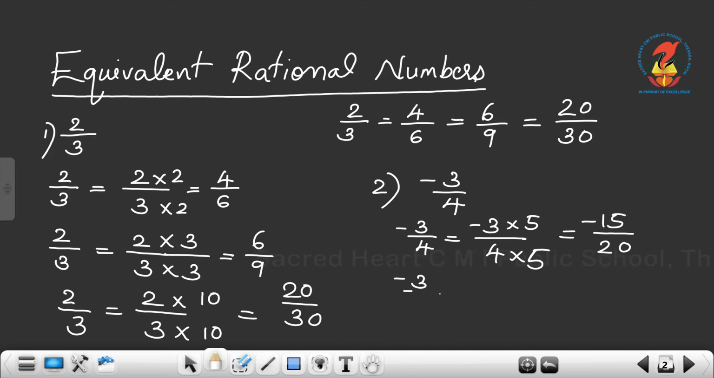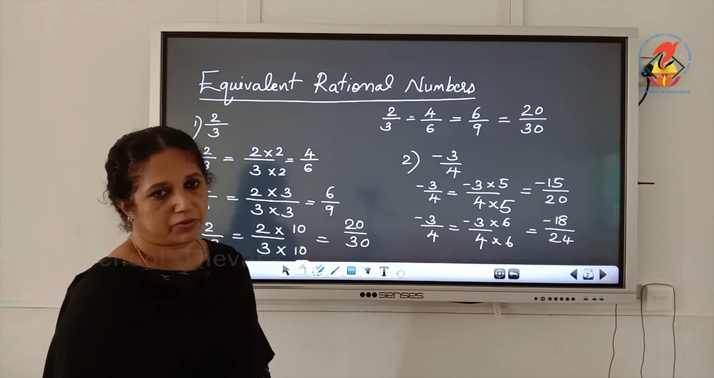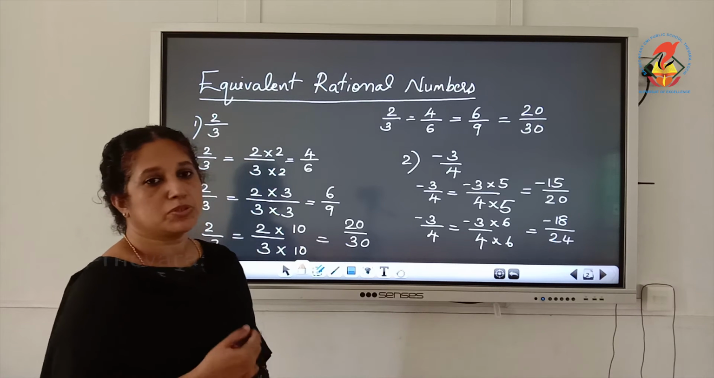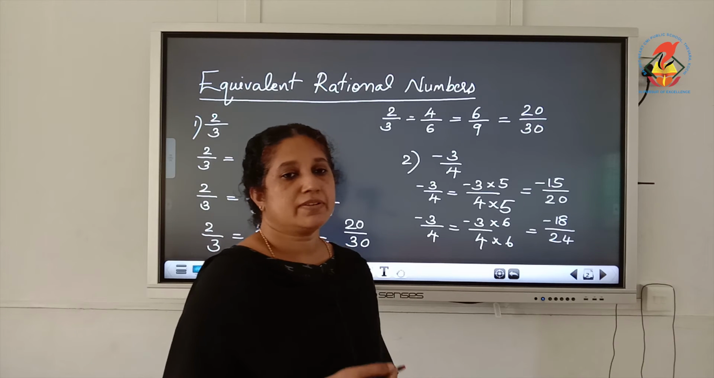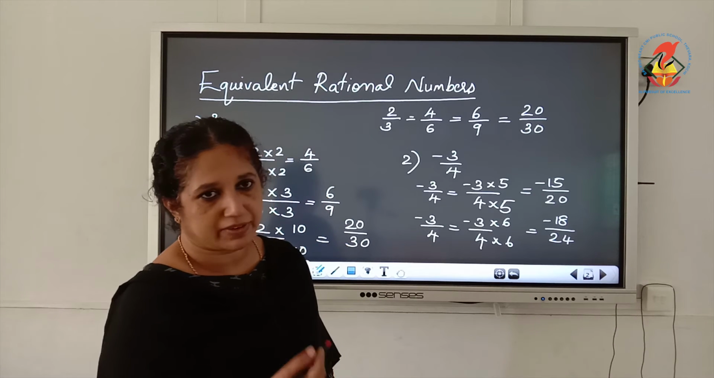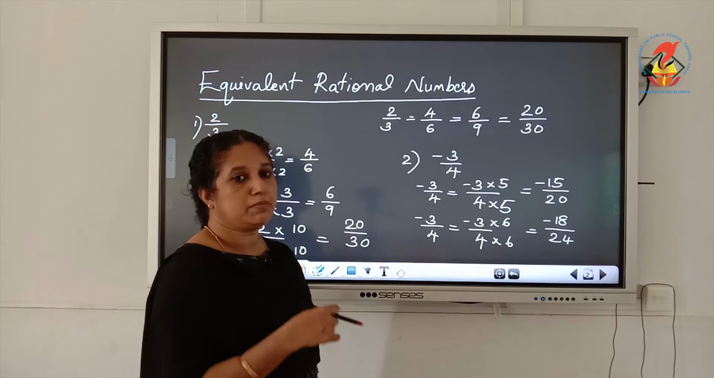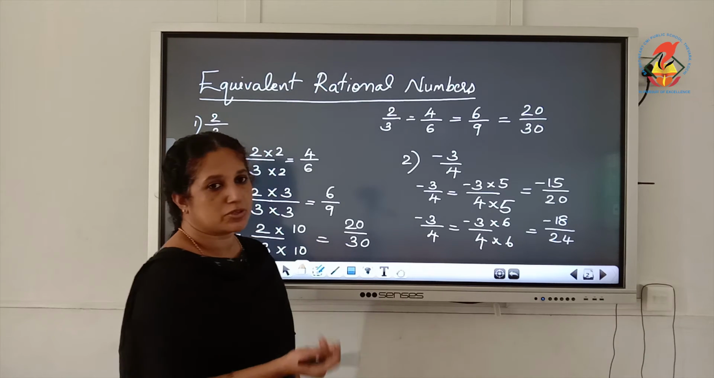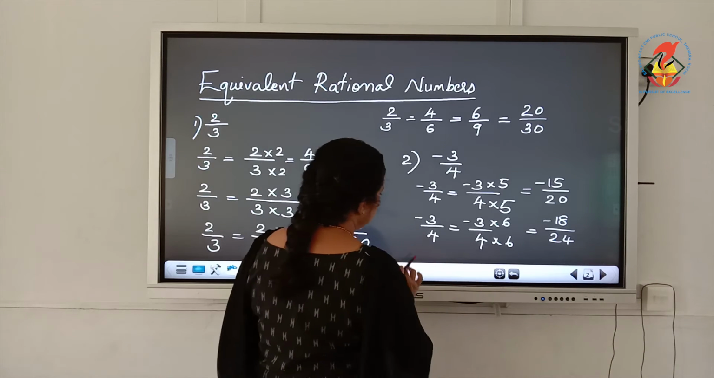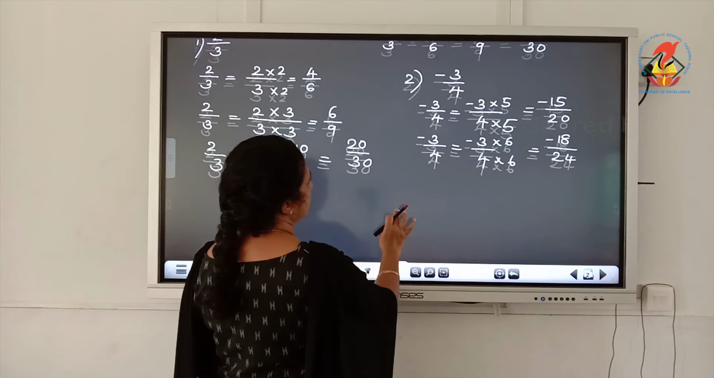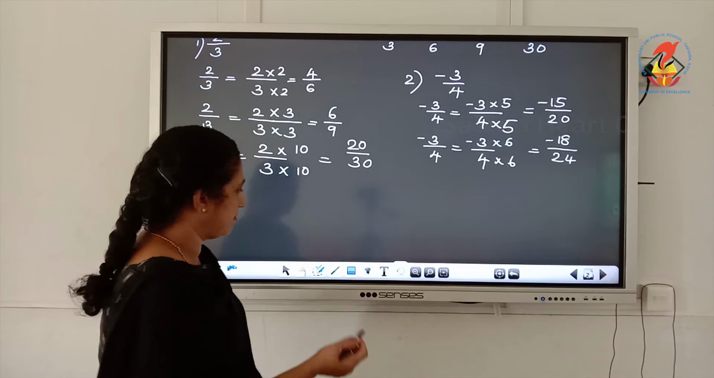Then if I need one more, negative 3 by 4 is equal to negative 3 by 4 into 6, equal to negative 18 by 24. Another rational number equivalent to negative 3 by 4. So by multiplying with a suitable non-zero integer, we will get a rational number equivalent to the given rational number. So you have to multiply both numerator and denominator by a non-zero integer. Now when you divide also, you will get a rational number equivalent to the given rational number.